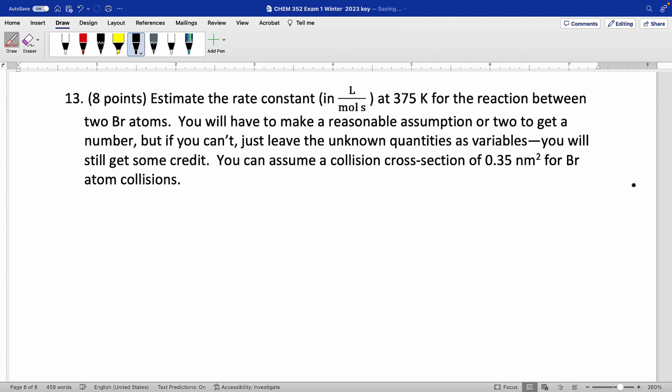Number 13, estimate the rate constant for reaction between two bromine atoms. We need to make assumptions. It's possible to do this problem without assumptions. So let's make the assumptions. We'll just say what they are. So first of all, we should write our master equation for simple collision theory for a rate constant between two identical substances.